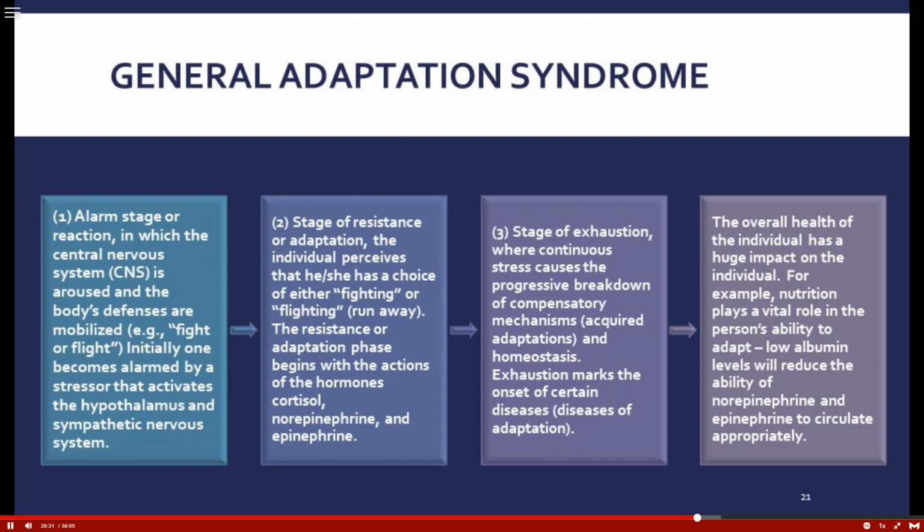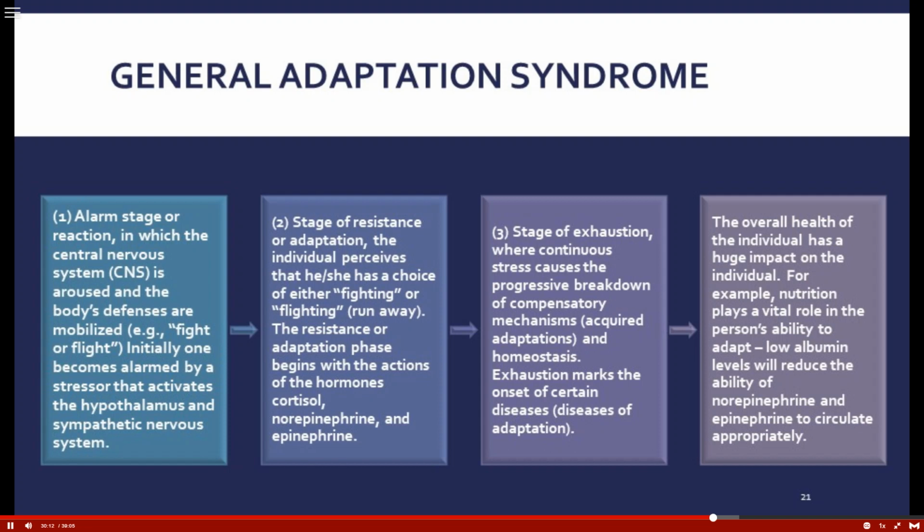Number 1, the alarm stage or reaction, in which the central nervous system is aroused and the body's defenses begin to be mobilized, right? So a bear. You're not really cognizant yet. It's that feeling where the hair on the back of your neck starts standing up. Then it moves into the second stage, which is called the stage of resistance or adaptation. So the first stage is just that idea that, whew, we got an alarm going off, not really deciding what we're going to do yet, but things are starting to mobilize. We've got that sympathetic nervous system going into play.